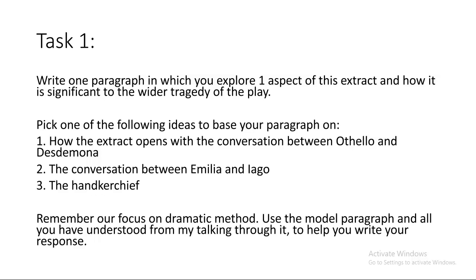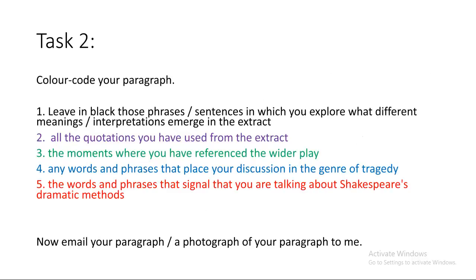Once you have finished, there is one last thing I would like you to do on it before you send it to me. And that last thing is I would like you to colour code it just as I have done on the example that I've shown to you. You'll have sections in black where it's you exploring the meanings, you'll have a colour for the quotations, you'll have a colour where you've directly referenced other moments of the play, you'll have a colour which links in with aspects of tragedy, and finally that red colour is massively important where you're talking about dramatic methods.